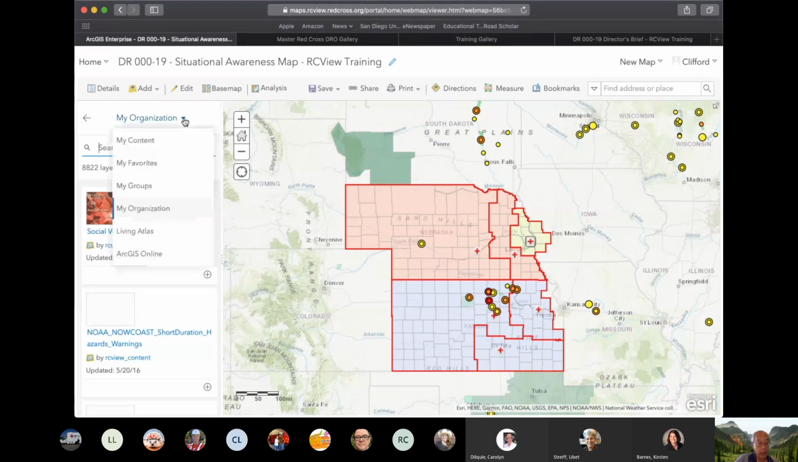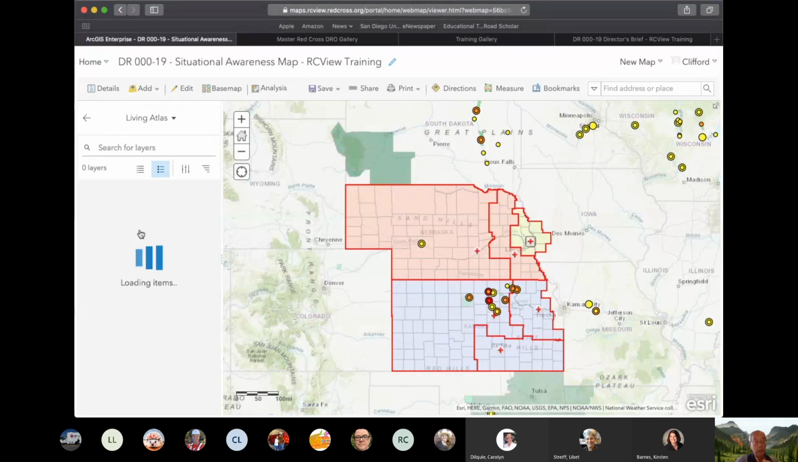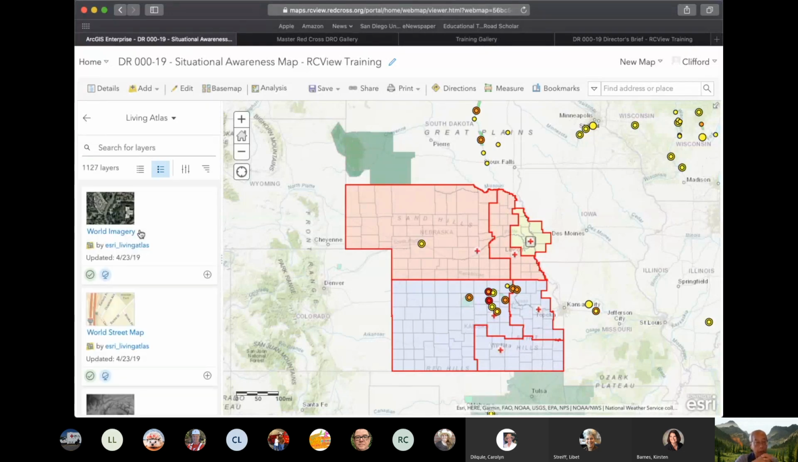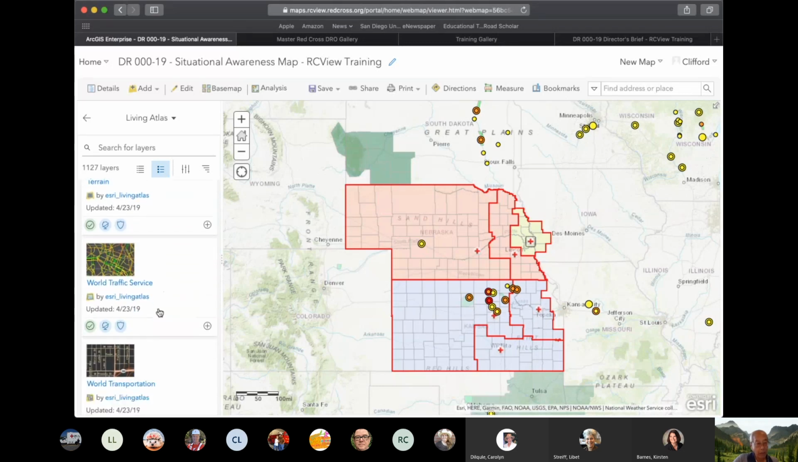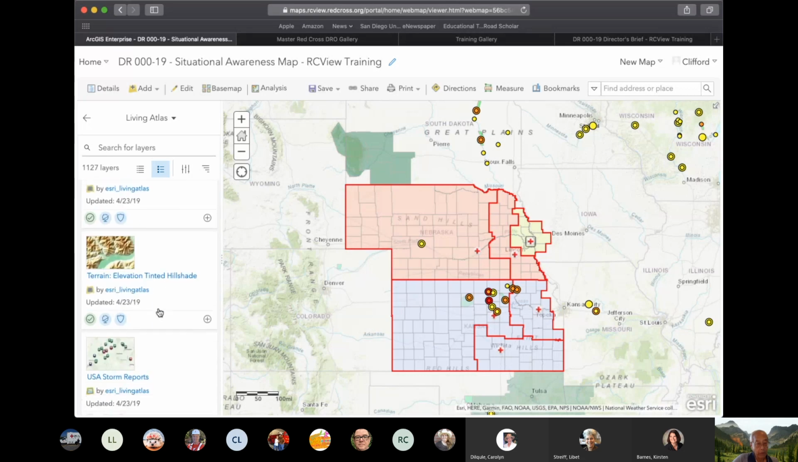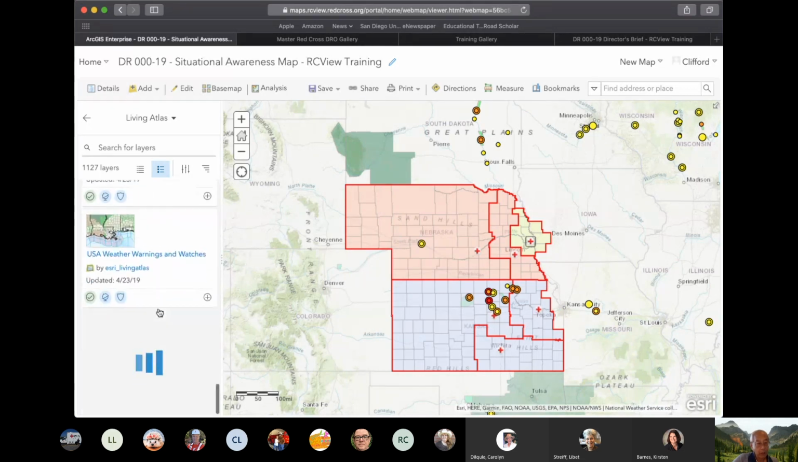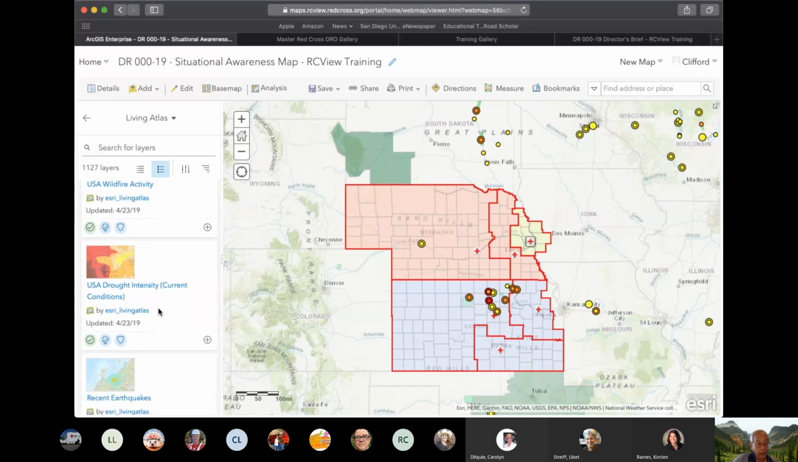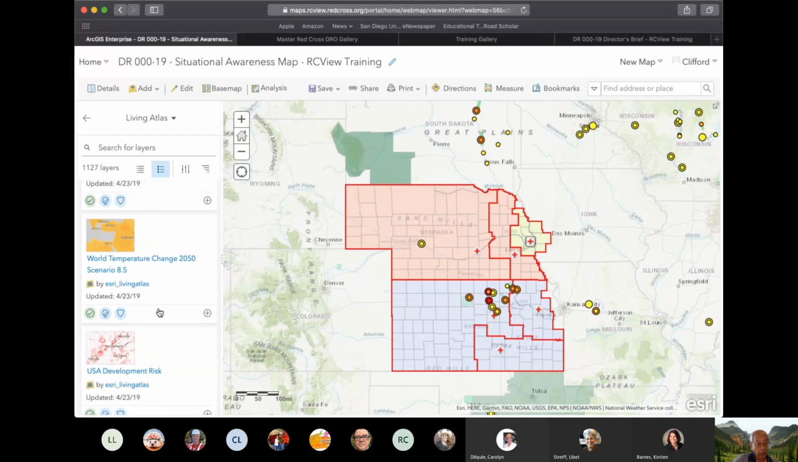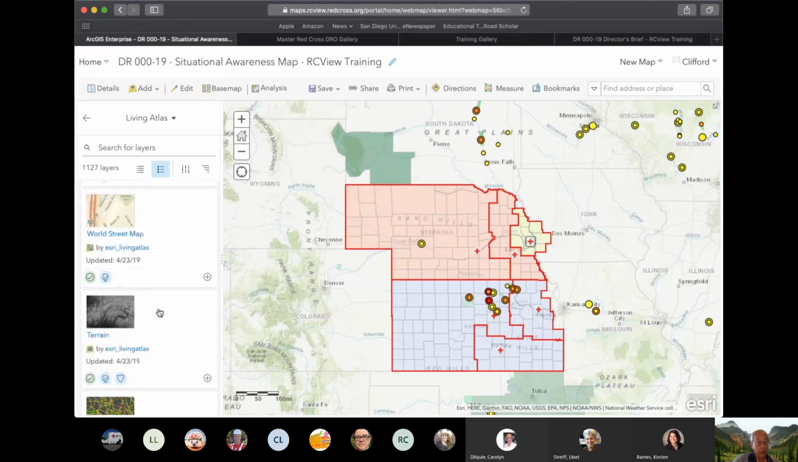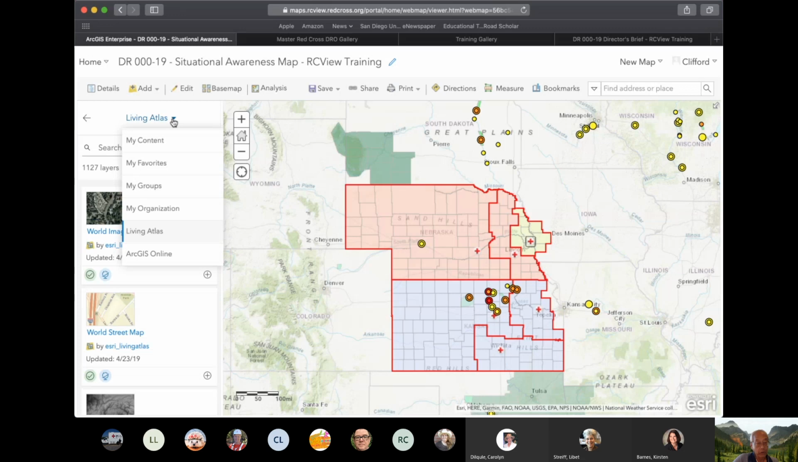Now, I can also use layers from Esri, who makes this product, RCView. They have a number of curated layers that were not built by Red Crossers, that were built by other developers from all over the world. And you can see a lot of information like NOAA, earthquake, temperatures, a whole bunch of things that are freely available to be brought into your maps. So this is how I would bring in information about, say, weather. I would bring it in that way.